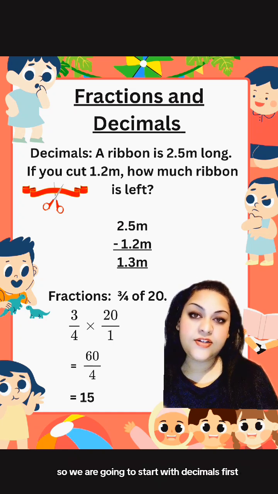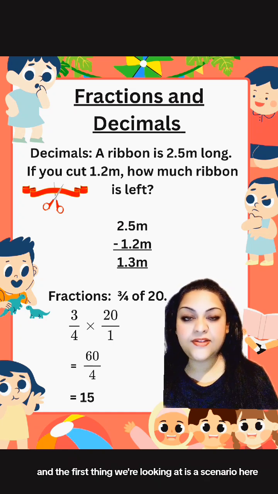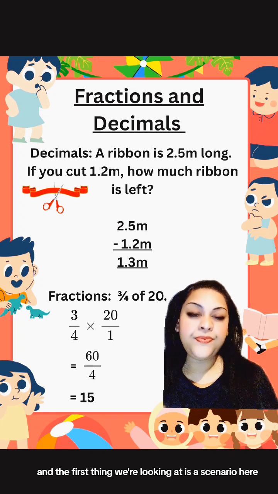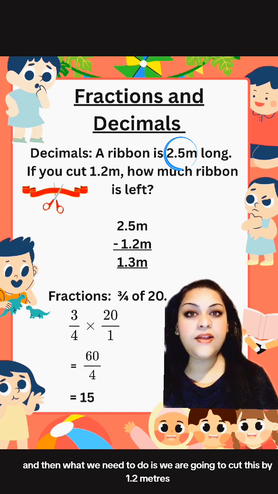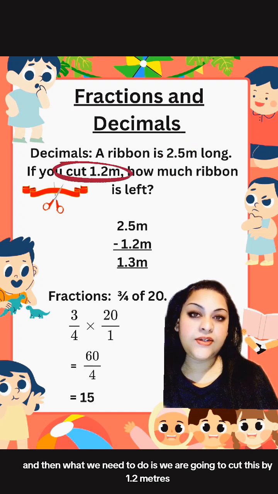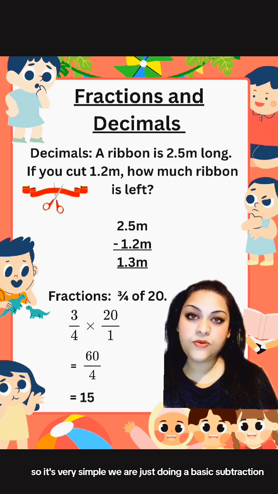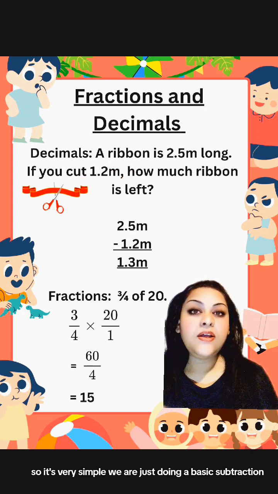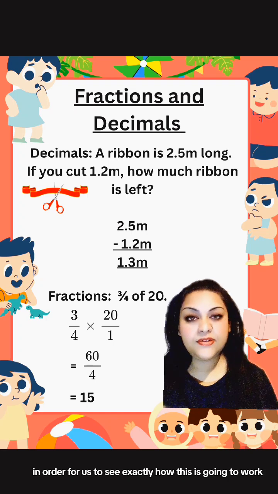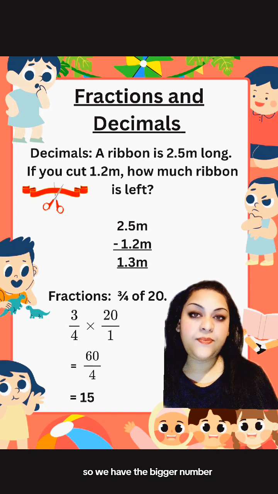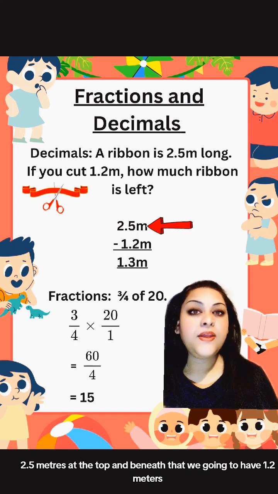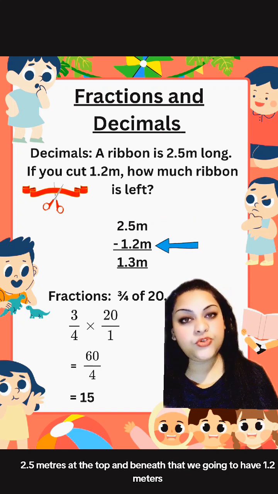So we are going to start with decimals first, and the first thing we're looking at is a scenario. Here they tell us that we have a length of ribbon which is currently 2.5 meters long. And then what we need to do is cut this by 1.2 meters. So it's very simple. We are just doing a basic subtraction. In order for us to see exactly how this is going to work, we will use the long subtraction method. So we have the bigger number 2.5 meters at the top, and beneath that we're going to have 1.2 meters.